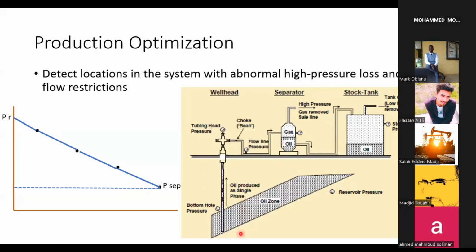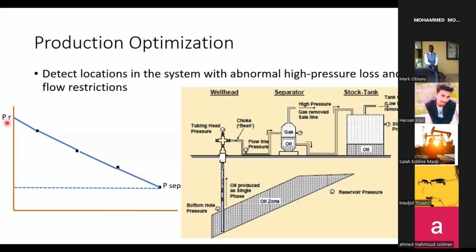So if you see here, starting with the reservoir pressure, which is the high pressure in the petroleum system, then along with the wellbore, then end with the separator. So this is the pressure drop. That will give you the flow rate.